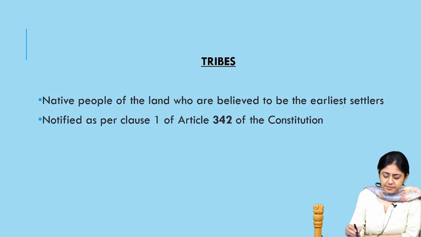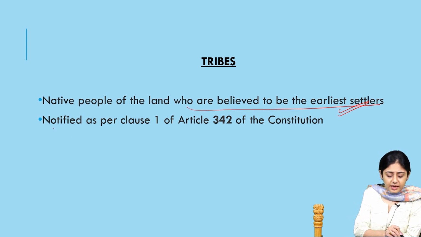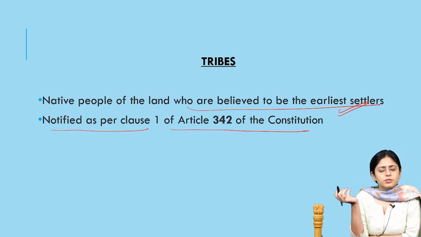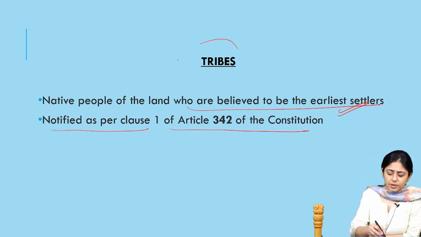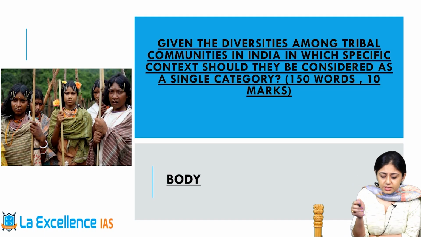So you can write that tribes are the native people of the land who are believed to be the earlier settlers, or you can write they are notified as per clause 1 of Article 342 of the Constitution. So simply just define what are tribes, right? Okay. Then the question is, given the diversities among tribal communities in India, in which specific context should they be considered as a single category, right?